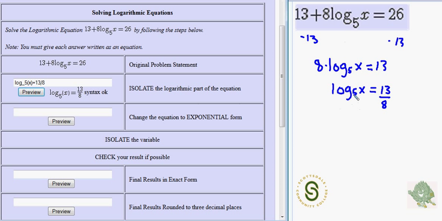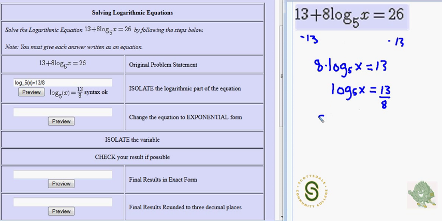Now what we need to do is to change the equation to exponential form. To do that, you have to know that in log form, the 5 is the base and the 13 eighths is the power. So it's going to be the base of 5 raised to the 13 eighths power, like this. Gives you the result of whatever the input is into the logarithm, which is x. So I need to type that into MathAS.